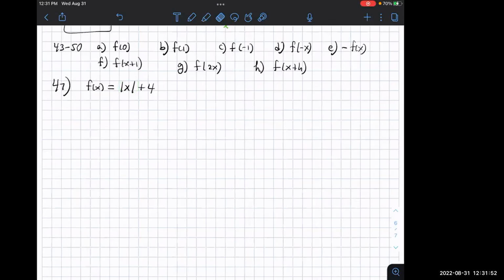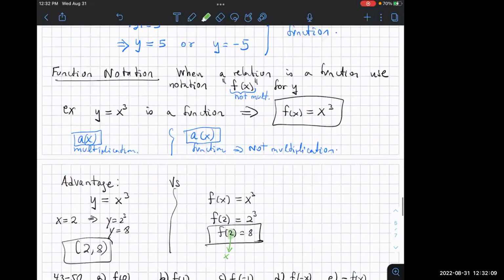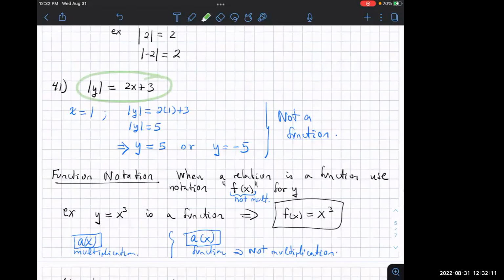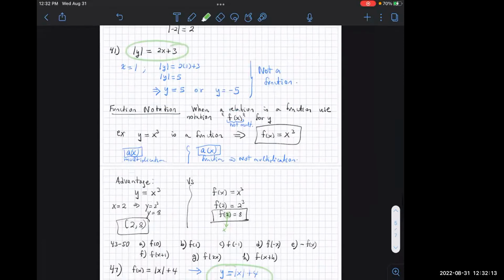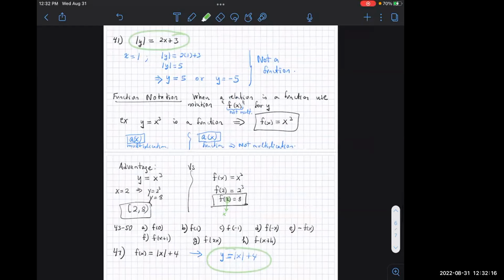So what's the difference between this absolute value and the other one that we saw? In fact, before we compare, I'm going to write this as y equals absolute value of x plus 4. Because this absolute value was not a function, right? It's because it was on the y. That's right. If the absolute value is in the y, it's not a function, but if the absolute value is in the x, then it's a function. Very good. Okay, so it is a function.